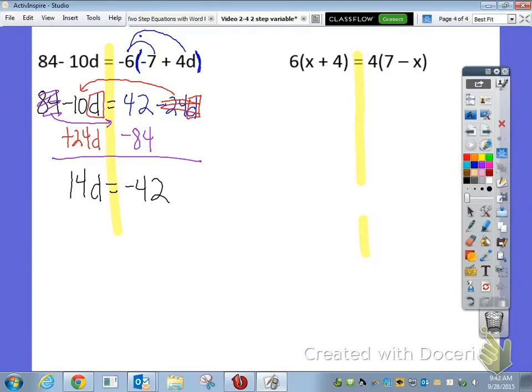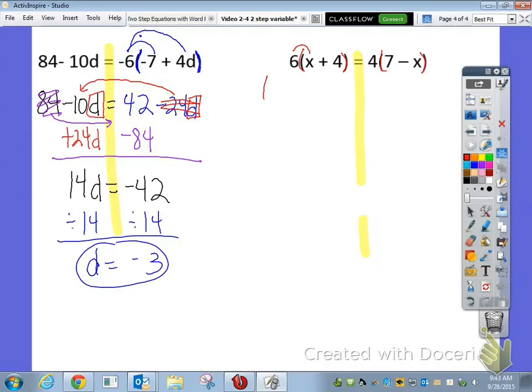The opposite of multiplying is to divide, so I would divide by 14. So your answer, d equals negative 3. All right, on this last one, I have parentheses on both sides. So I'm going to have to do the multiplication on both.